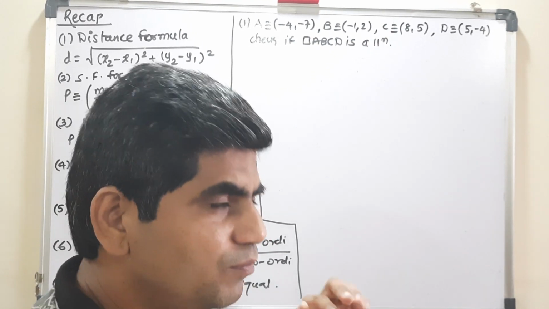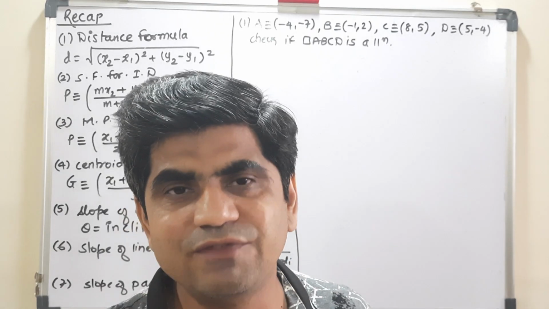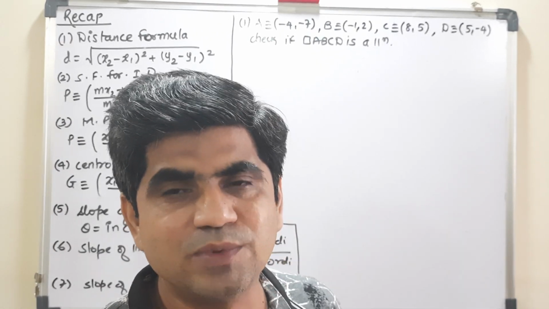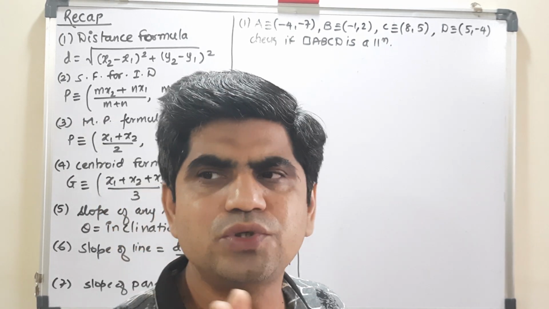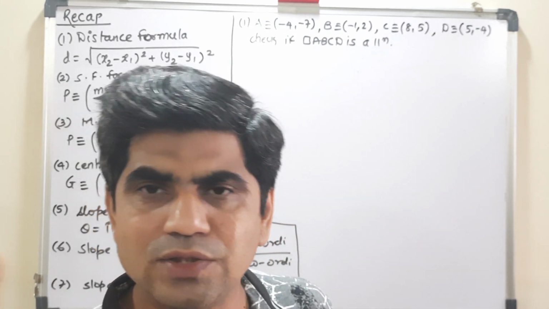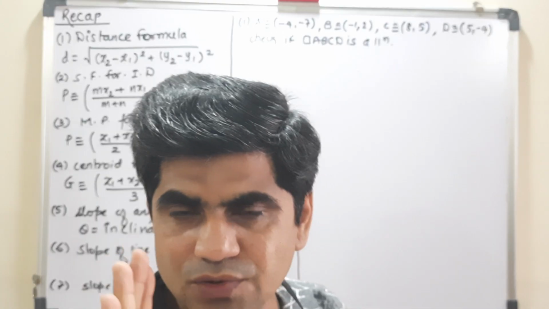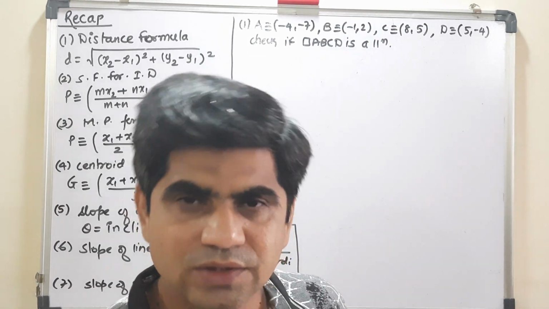Which are those methods? The first is fulfilling the definition. The definition says that opposite sides are parallel. To show opposite sides parallel, you don't need the distance formula; you can just check the slopes. If the slopes of opposite sides are equal, that means they are parallel.